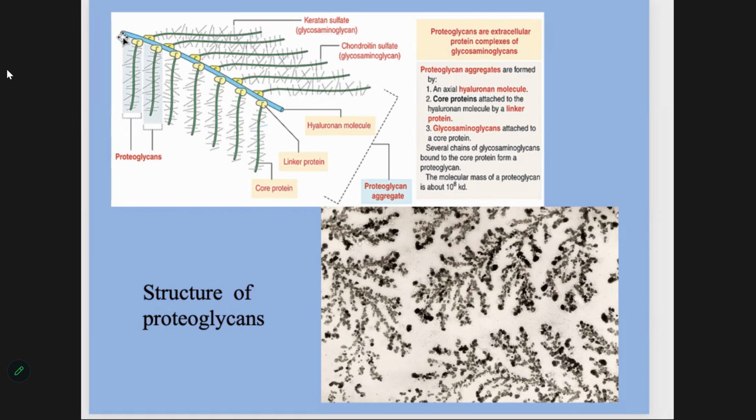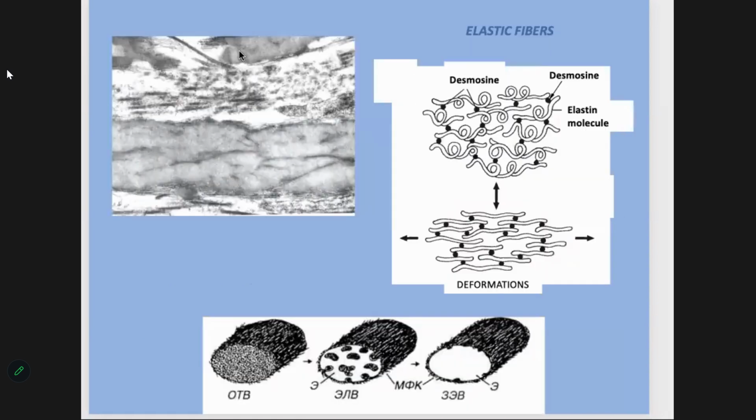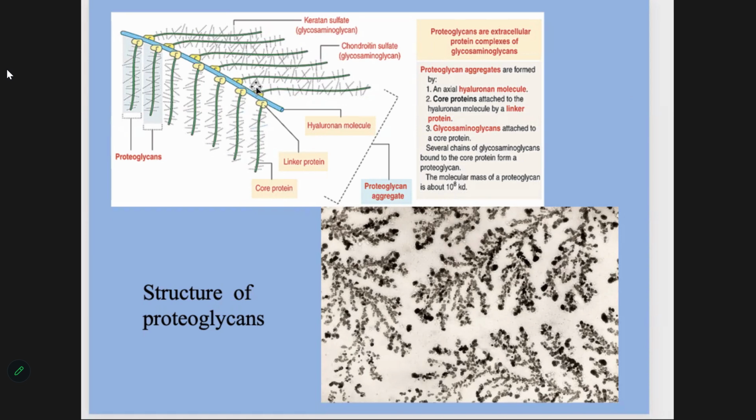So look at the structure of proteoglycans. At the base of proteoglycans, we can see the hyaluronan molecule. Small monomers of proteoglycans are attached to hyaluronan molecules by the linker proteins. At the base, linker proteins attach the monomers of proteoglycans to the hyaluronan molecules.